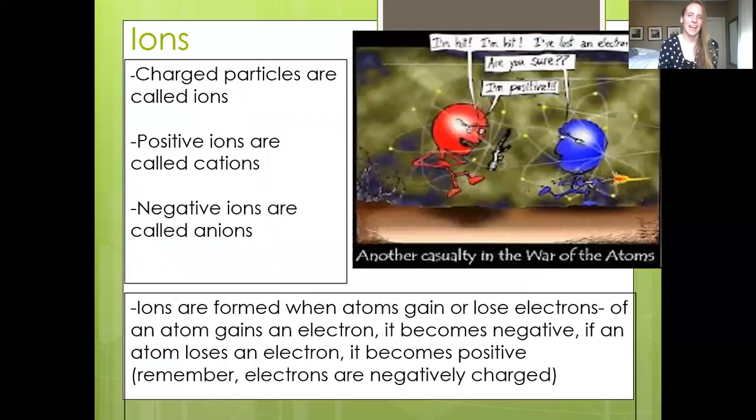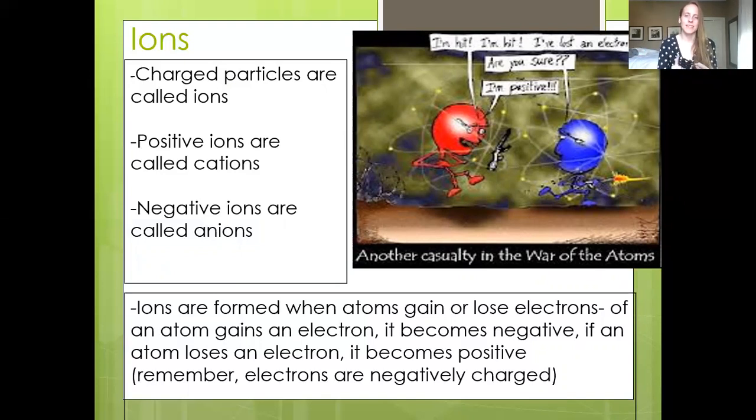Okay, ions. This is probably, other than the diatomic molecules, one of the big things that you have to take away from this lesson. Ions are any charged particle. So if an atom has either lost or gained electrons, it becomes an ion. Electrons have a negative charge, so if you lose that negative charge or you get more of that negative charge, you become a charged particle, so an ion.